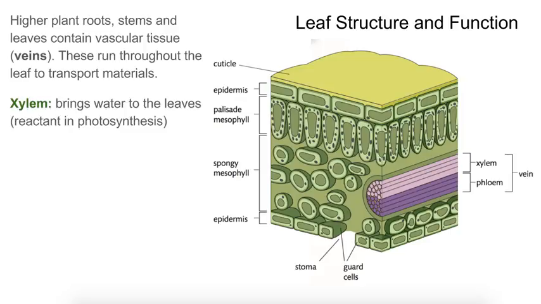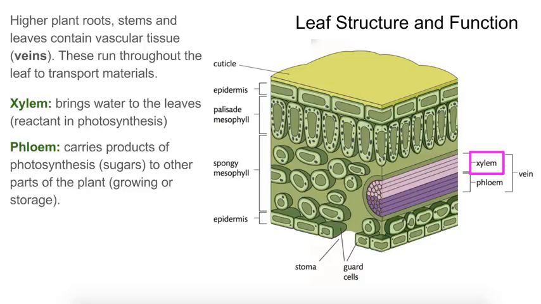The xylem bring water to the leaves, which, as we've seen, is a reactant in photosynthesis. The phloem carries the products of photosynthesis, those sugars, to other parts of the plant which might be growing or carried away for storage in roots, for example. So that makes up the veins in the leaves.